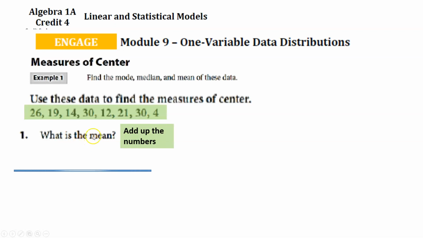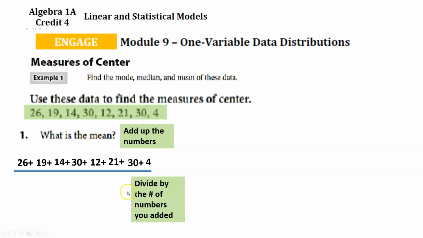First of all, I'm going to take the numbers that they give us, and we're going to add them all up. So feel free to use a calculator if you need to, but go ahead and take a moment and add up all those numbers. The next thing you're going to do is divide by the number of numbers you added.